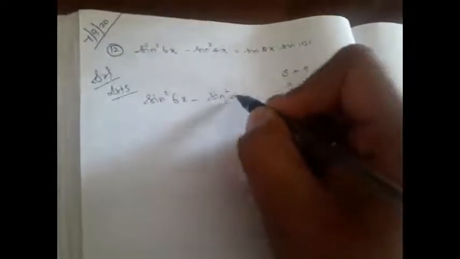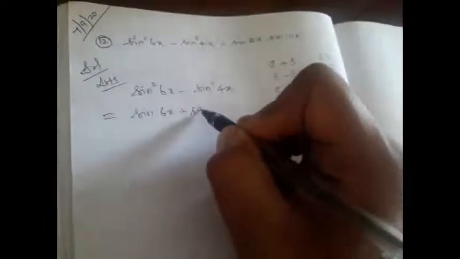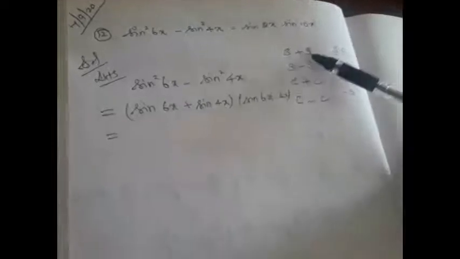So let us start with our left hand side. Sine square 6x minus sine square 4x. First we are going to apply the a square minus b square identity. A square minus b square is a plus b into a minus b. Now we got our required form. Now you apply this set of formulas.